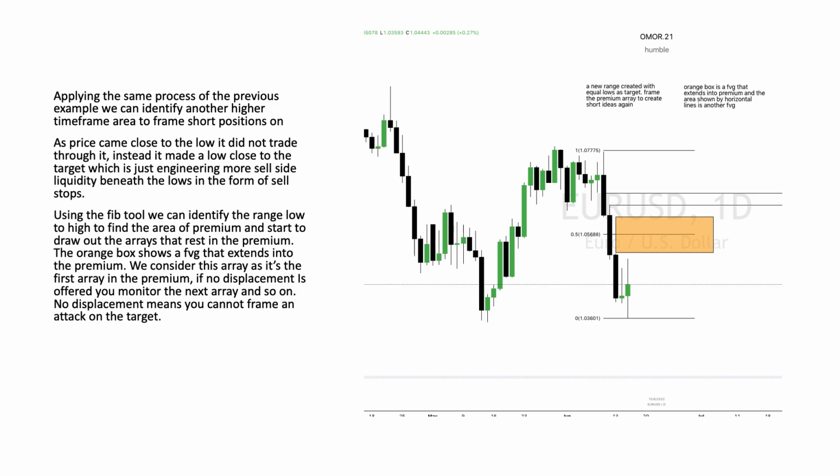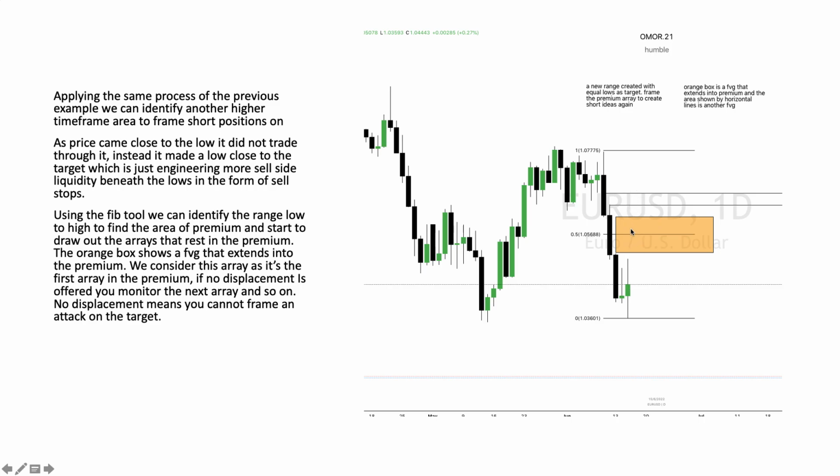Now, apply the same process again that we did at the start, right? So remember at the start, element one was you want to draw out your fib high to low. So you have your high to low. We use this high to low first. Now we're using this high to low, right? Identify the premium and the arrays within the premium. So we have this fair value gap that extends from the discount to the premium. So we still consider that. And we have this fair value gap in that upper end of the premium. We're considering the first array.